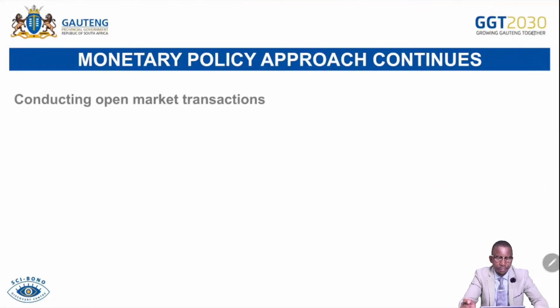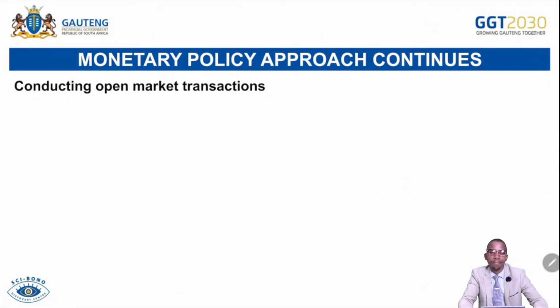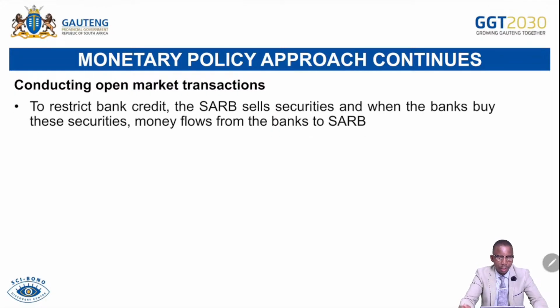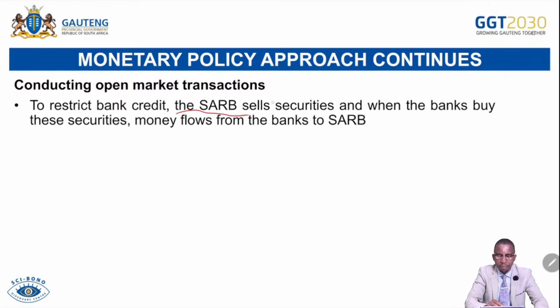We continue: conducting open market transactions, that is selling or buying bonds in the open market. Should there be lower economic growth, the Reserve Bank must do what? It must buy bonds from the open market so that it gives money back to the commercial sector. Then there will be improvement of economic activities. To restrict bank credit, the South African Reserve Bank sells securities, and when the banks buy these securities, money flows back to the system, flows back to the South African Reserve Bank.